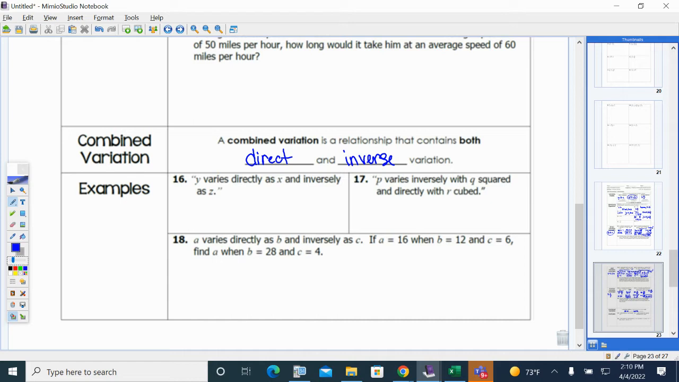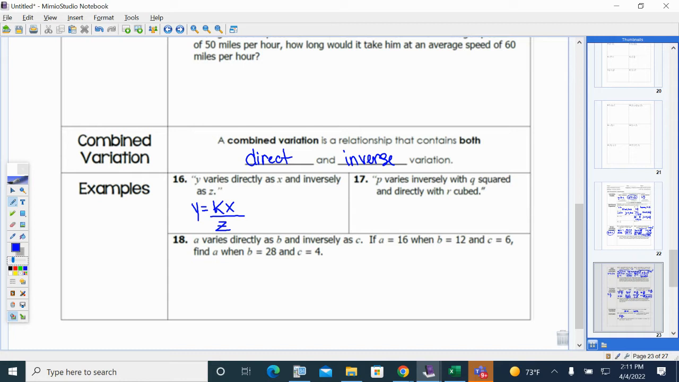So let's look at number 16. We've got to figure out how to write this. It says y varies directly as x and inversely as z. So y varies means y equals. It's directly as x, so that's kx, and inversely as z. So that's how you would write that one.